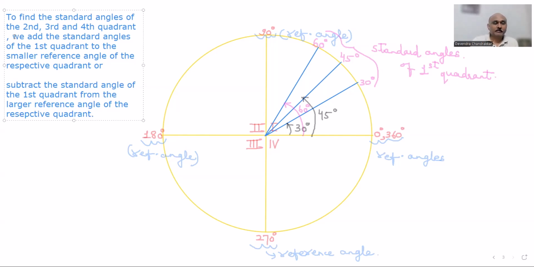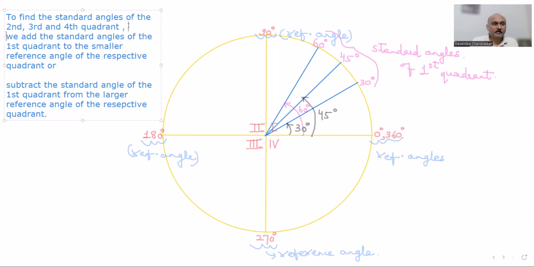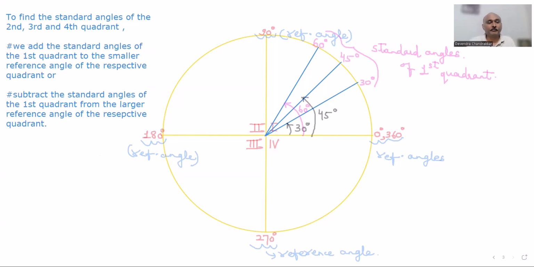So this is what we do. Either we add the standard angles of the first quadrant to the smaller reference angle, or we subtract the standard angles of the first quadrant from the larger reference angle of the respective quadrant. I hope all of you understood this. I'll show you one example.